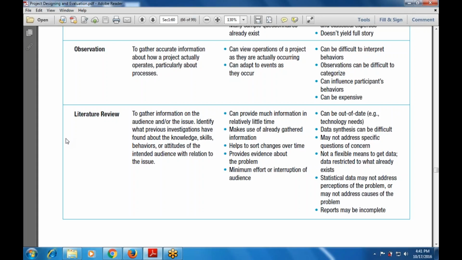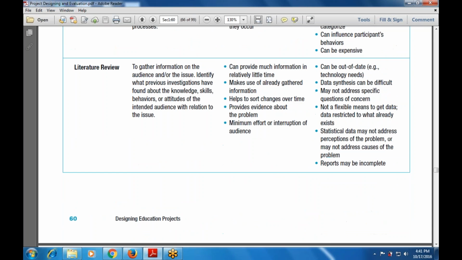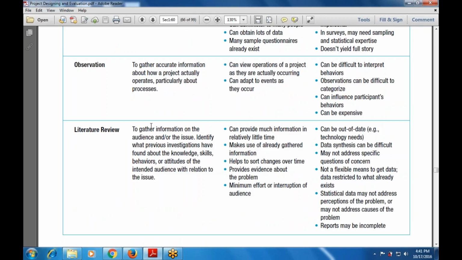Now, what are the various advantages of the literature review? Why are we using the literature review? What are the various advantages? First one is it can provide much information, meaning the highest amount of information about the product. So, first, a literature review can provide much information in relatively little time.